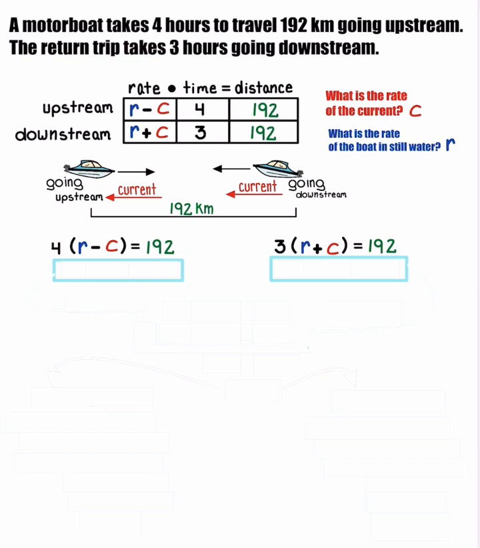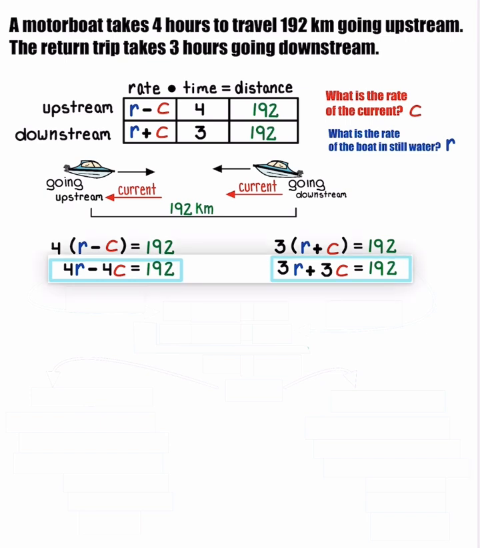To solve this system of equations, I'm ultimately going to use the elimination method. But before we use the elimination method, let's go ahead and distribute the coefficients out front. Distributing the 4 through, I have 4R minus 4C, bring down the equals 192. Distributing 3, I have 3R plus 3C equals, bring down the 192.